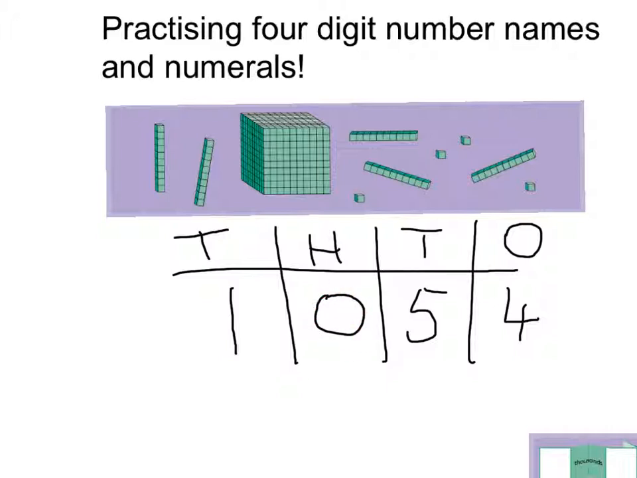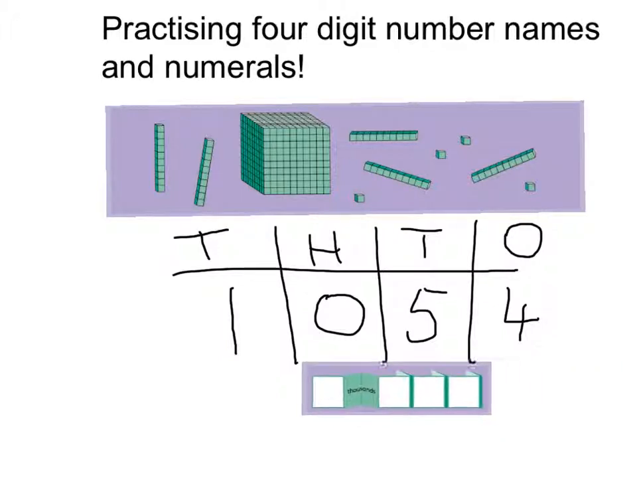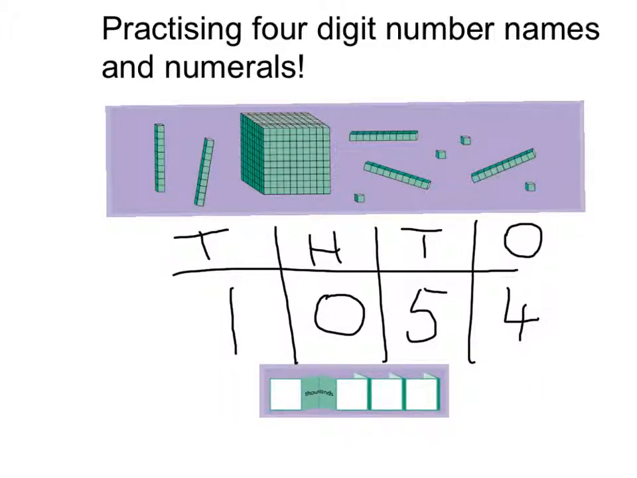All right, let's take a numeral expander now, here, and write the numbers into the numeral expander. So how many thousands do we have? 1. How many hundreds? None. How many tens? 5. And how many ones? 4. And there's our number, 1054.